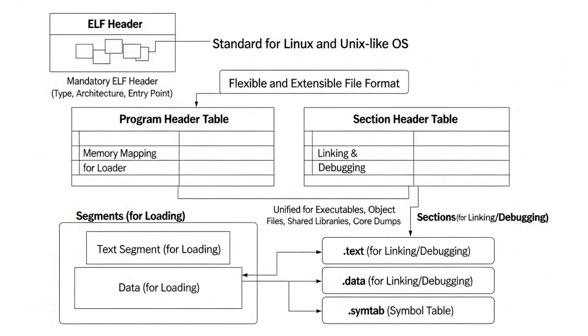The way code and data are organized within PE and ELF files presents another significant architectural divergence. In the PE format, the executable is divided into sections. Each section, such as .text for executable code, .data for initialized data, and .rsrc for resources, is described in the section table located after the PE headers.